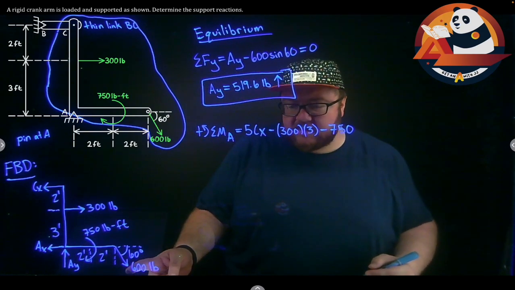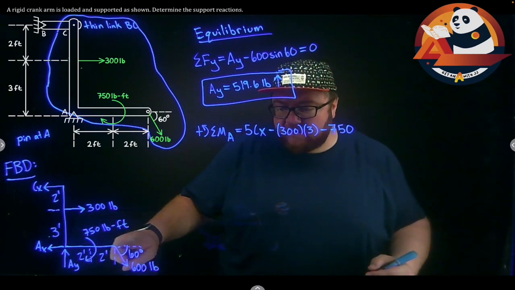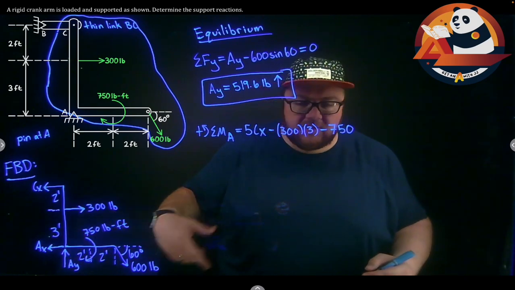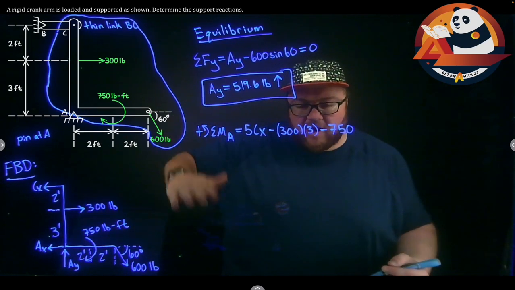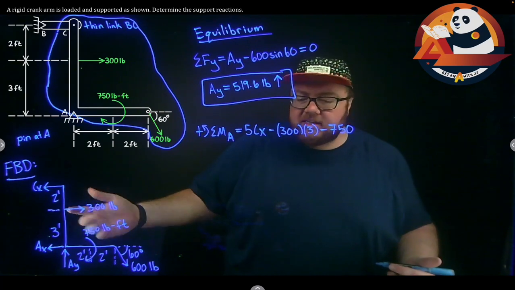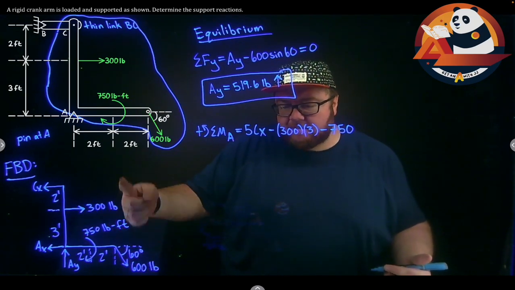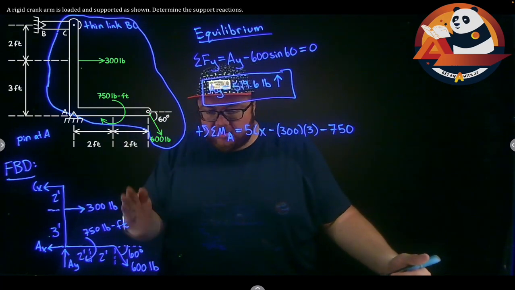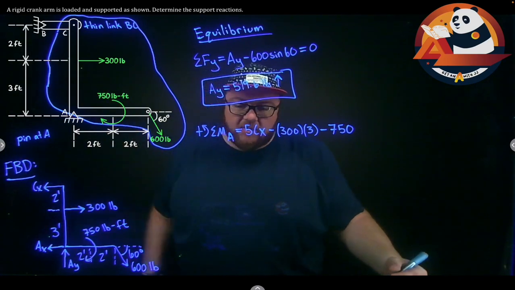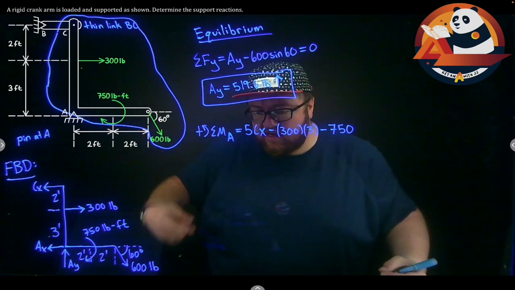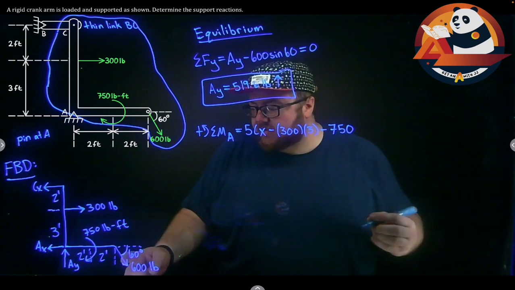Which means we can get to the 600 pound force. The X component of it will pass right through A, so the distance is 0 for the X component, so it doesn't cause moment. I just need to get in the Y component's moment. That Y component going straight down here would cause a clockwise moment or rotation about A, so I'm going to need to subtract this one out.